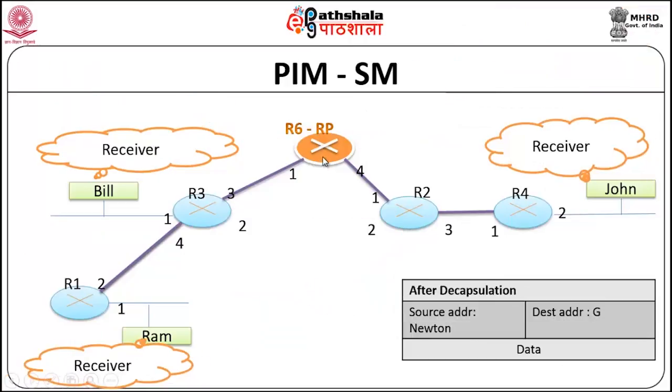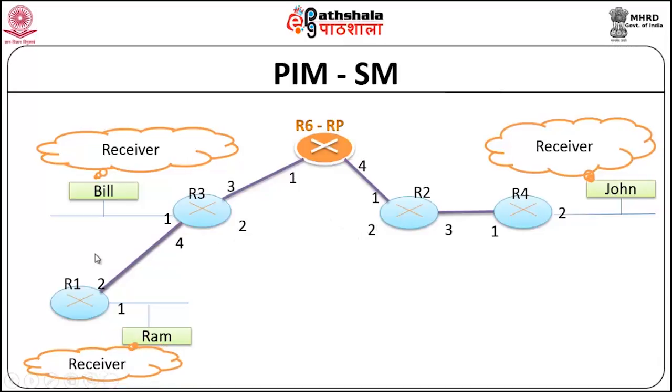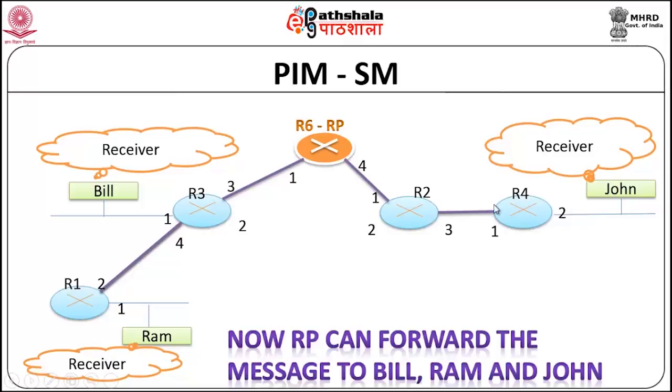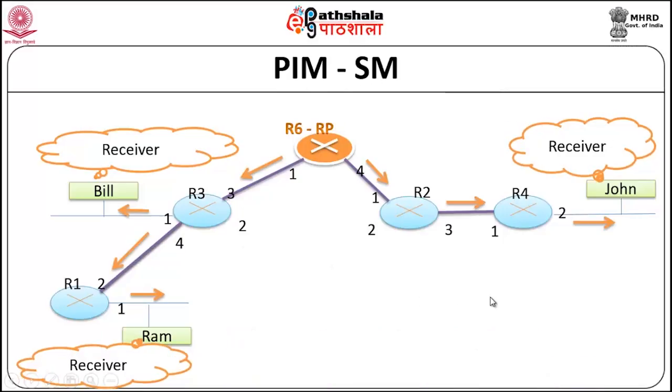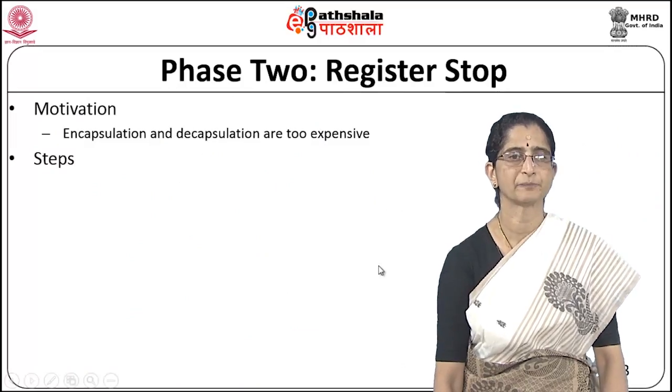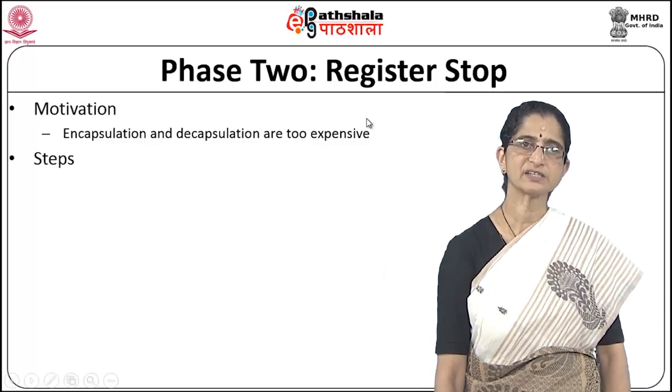Now when the RP receives this, it will decapsulate it, and it will find that it is a multicast packet with source address Newton and destination address G. It already knows what to do with the star comma G entry. So it will forward it on both the links which are connected to the interfaces 1 and 4, which are connected to R2 and R3. Now the receivers who are here will receive this packet. The RP can similarly forward the message to Bill, Ram and John. This will happen along the path that has already been constructed. This is what happens in the first phase of the protocol. You can see that packets are being forwarded. Now in the second phase, which is called the register stop phase.